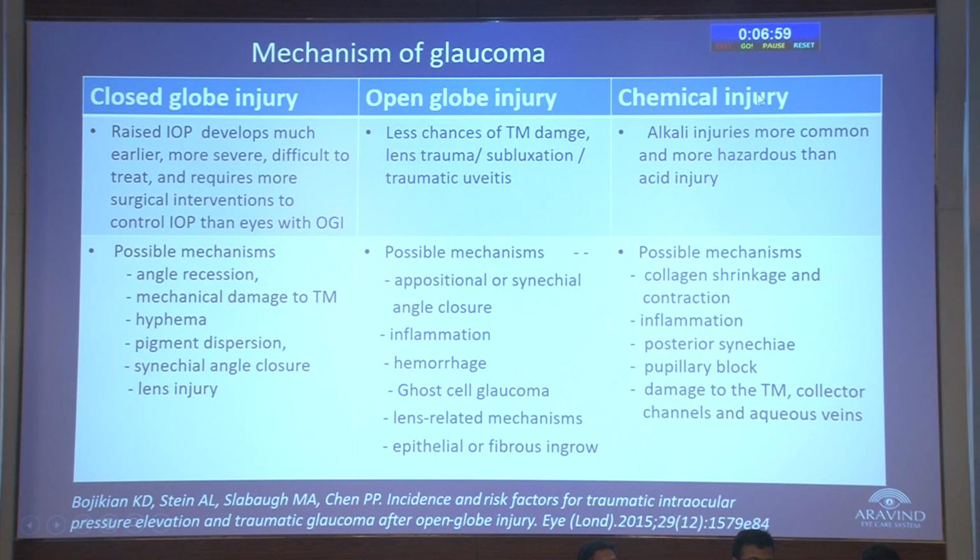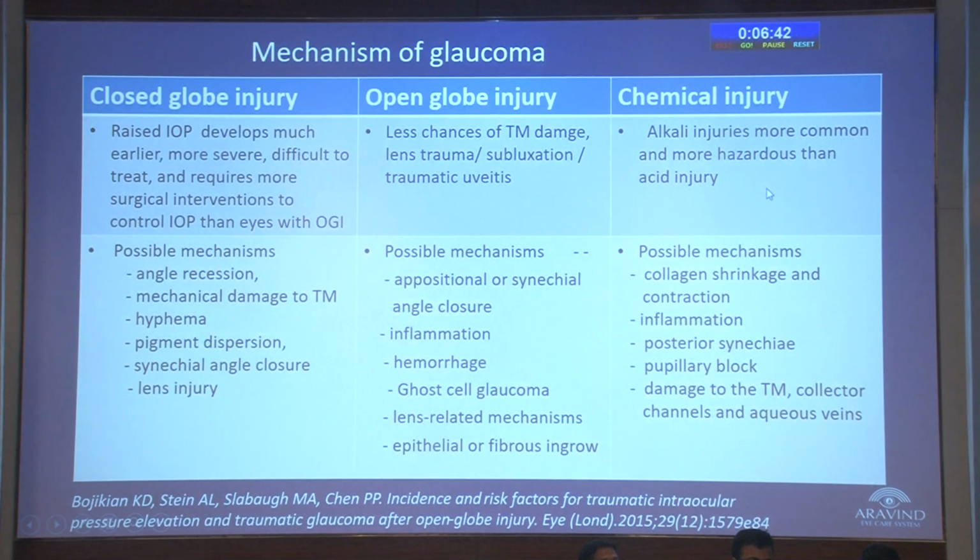When we take open globe injury, compared to closed globe, there are fewer chances of trabecular meshwork damage and lens injury. Here the possible mechanisms are inflammation, oppositional or synechial angle closure, ghost cell glaucoma and lens related mechanisms. When we take chemical injury, alkali injuries are more hazardous than acidic injuries, and the possible mechanisms are collagen shrinkage and contraction, pupillary block, and damage to the trabecular meshwork and collector channels.